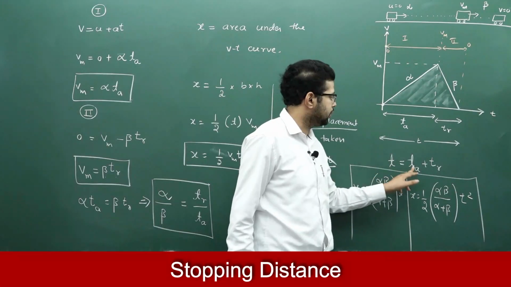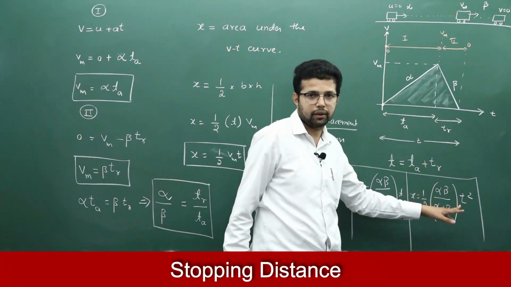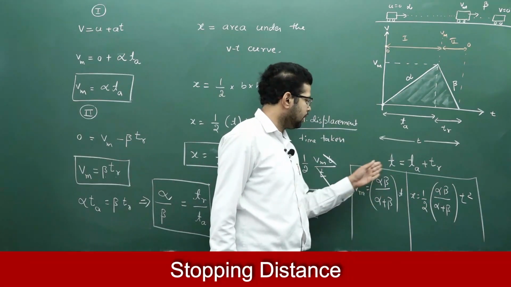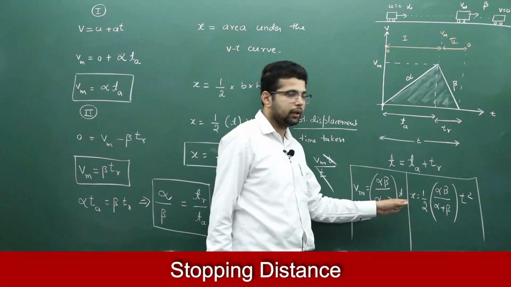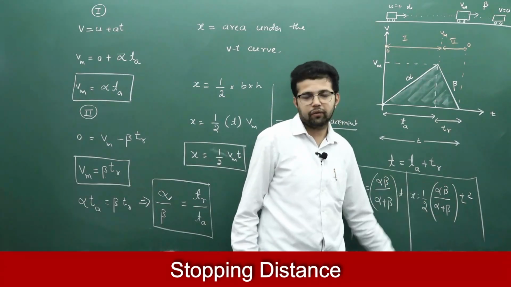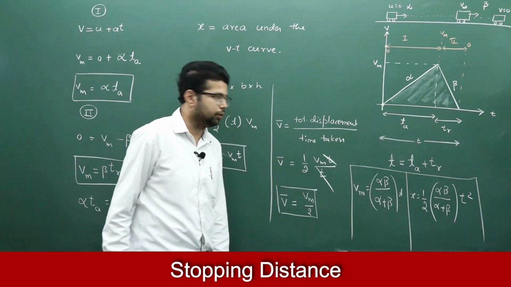Total time taken in this process is equal to time of acceleration plus time of retardation. Maximum speed can also be calculated using the formula alpha beta divided by alpha plus beta into t, or distance travelled can be calculated by half into alpha beta divided by alpha plus beta into t square.